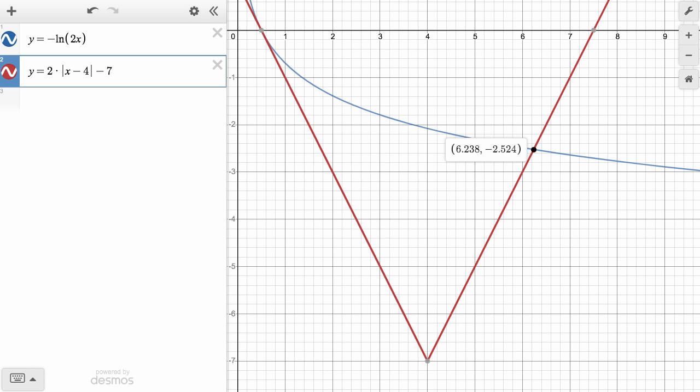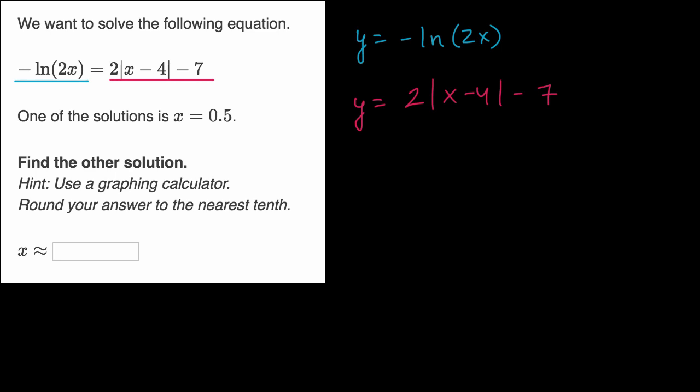But you can see very clearly that when x is approximately 6.238, we get y equal to negative 2.54. Another way to think about it is, when x is approximately equal to 6.2, the two sides of this equation are going to be approximately equal to each other. And we're done. We've just solved, or at least approximated a solution, using graphing in a graphing calculator.